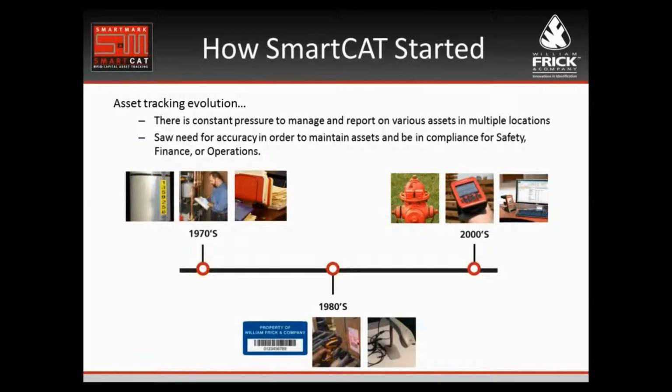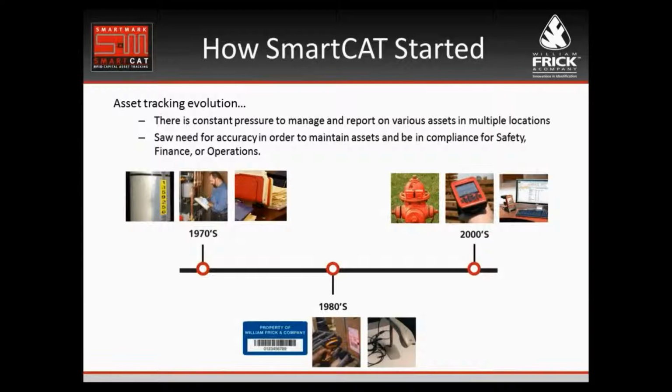So just to give you a little bit of background on how SmartCAT was born or started, in the 1970s, you see on the left-hand side the number 1359256. That is a human-readable number icon. So the guy with the beard would then have to write down that number and answer questions about the asset. Is it still there? Has it been moved? What condition is it in? All the questions that people back in the office would want to know about that certain asset.